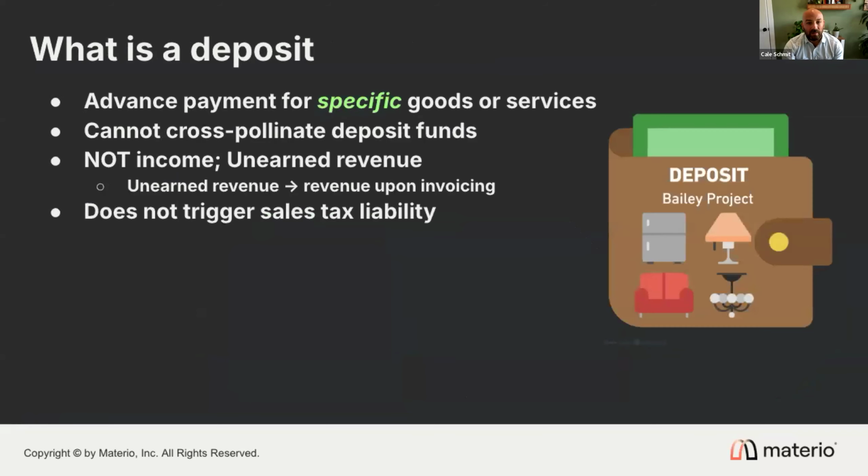So the difference between a retainer and a deposit, again, is that a deposit is for specific goods. So the icon here, the visual looks a little bit similar, but these have specific items on it. And again, similar to a retainer, this isn't revenue. It doesn't trigger sales tax liability.